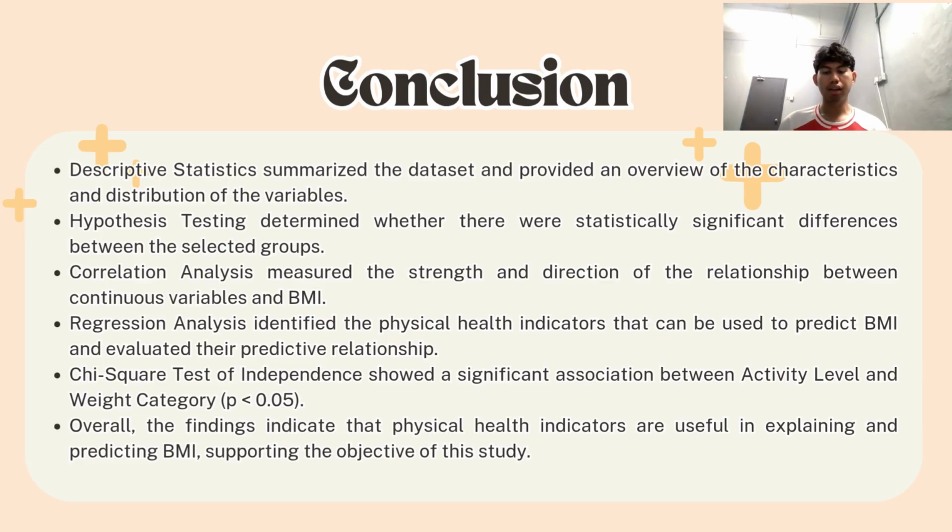The chi-square test of independence showed a significant association between activity level and weight category. Overall, the findings indicate that physical health indicators are useful in explaining and predicting BMI, supporting the objective of the study.